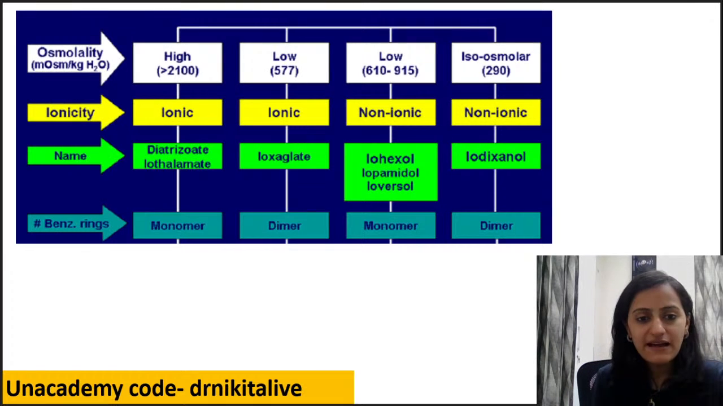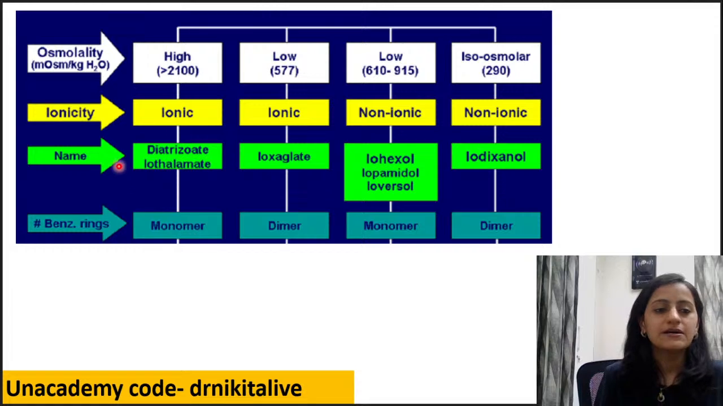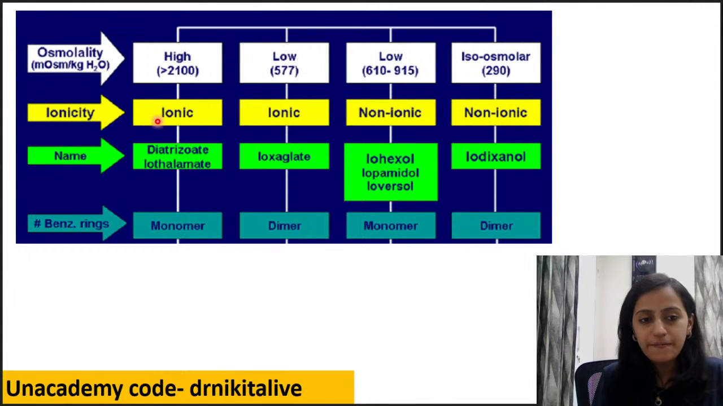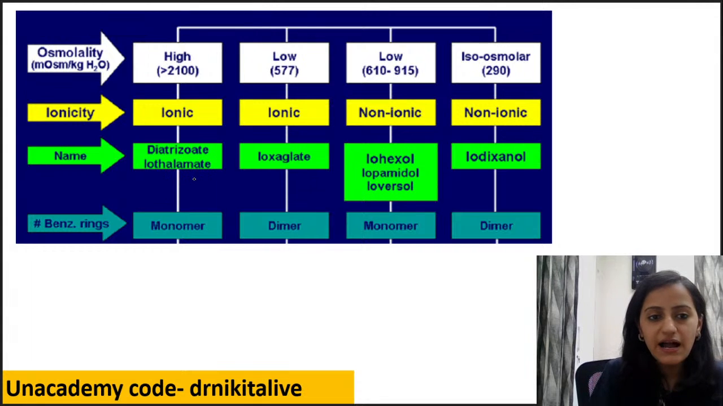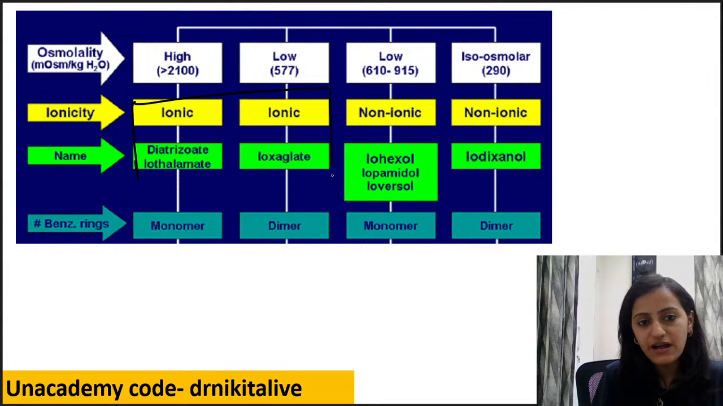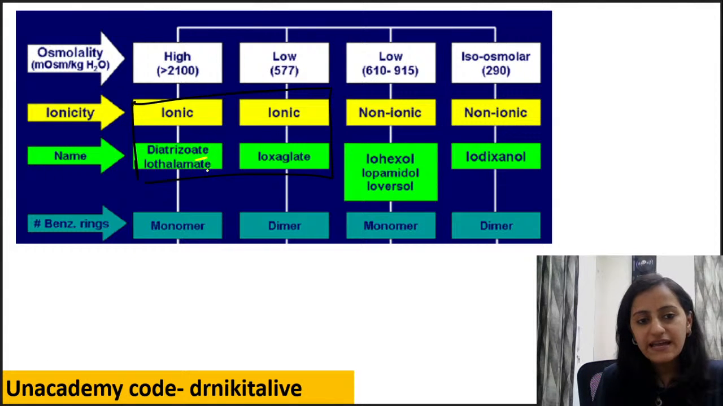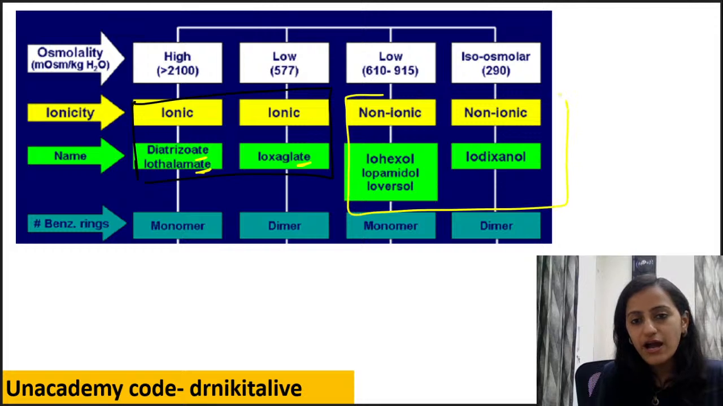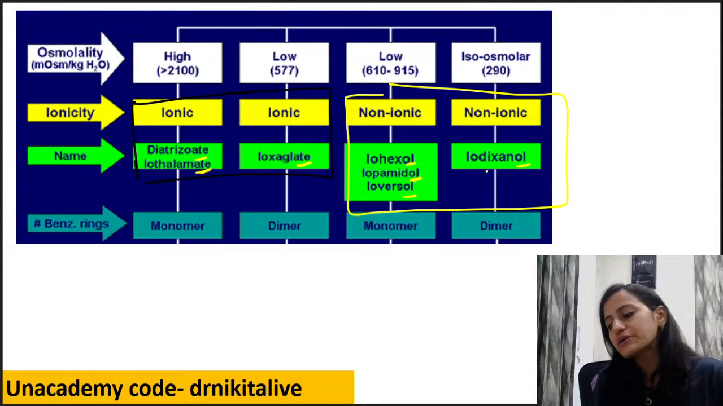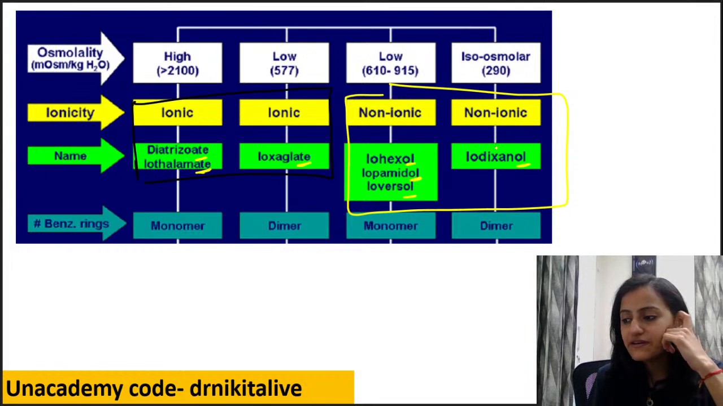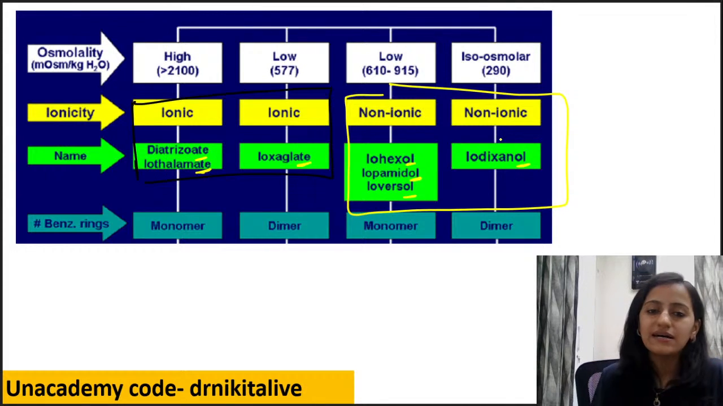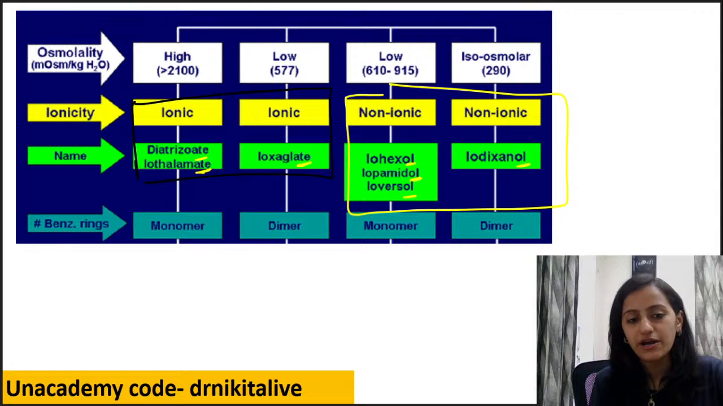All right, so let's have a look at this classification here. Look at the ionicity. Ionic, ionic, non-ionic, non-ionic. Look at the examples of the ionic that we have here. What are the examples? Ionic: diatrizoate, iothalamate, ioxaglate. Look at the non-ionic ones: iohexol, iopamidol, ioversol, iodixanol. So that is the first thing to remember for understanding ionic versus non-ionic.